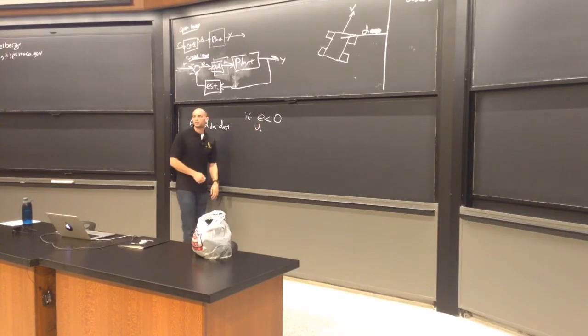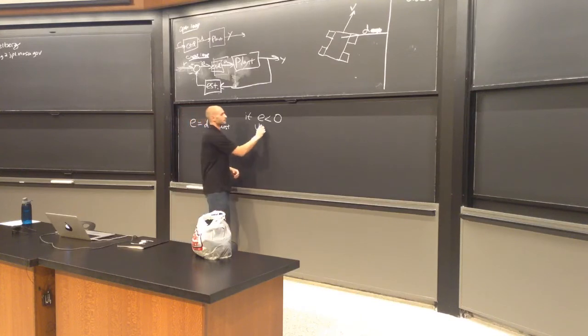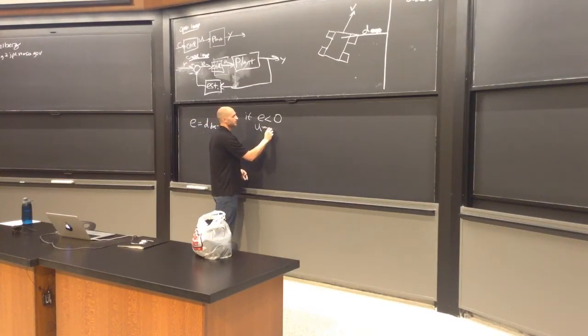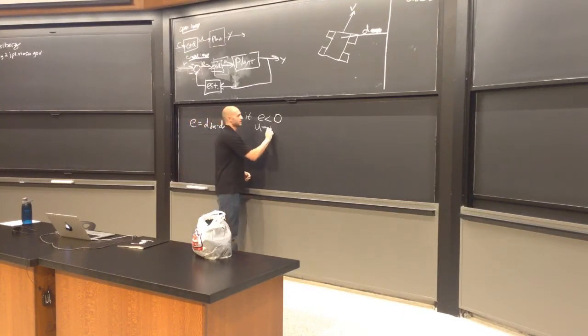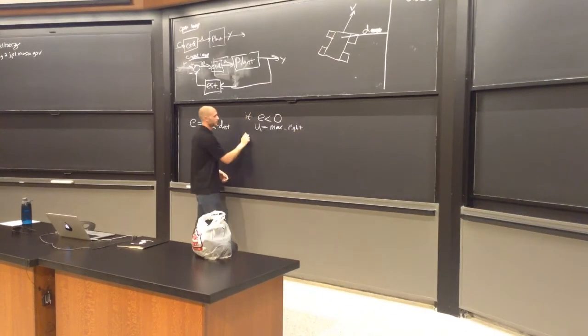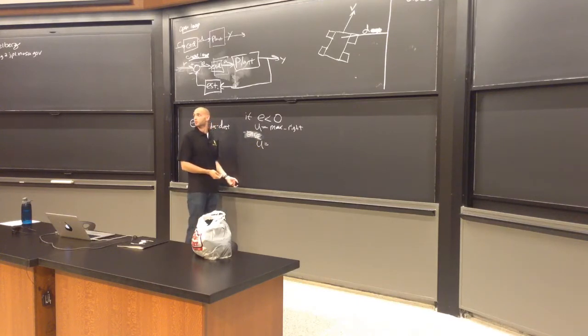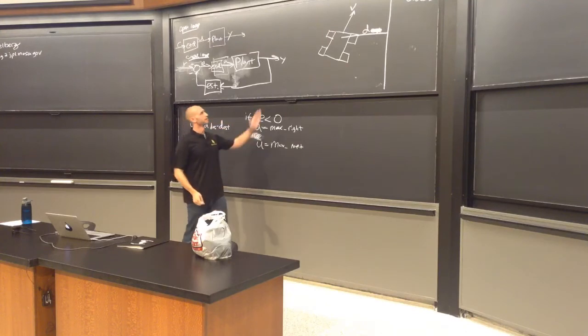So if my error is negative, that means I want to go to the right. So then my U is just going to equal some steering angle to the right. In the case of bang bang, it can be your max. So we could just call it max. And if my error, let's just say otherwise, what is my U? Max left. Okay, pretty simple concept.